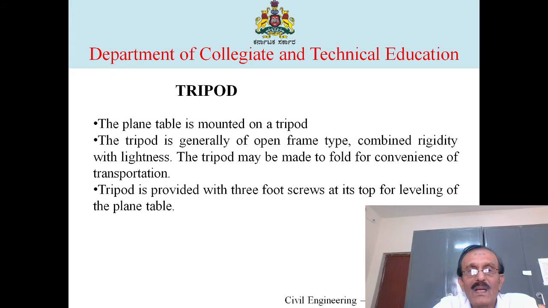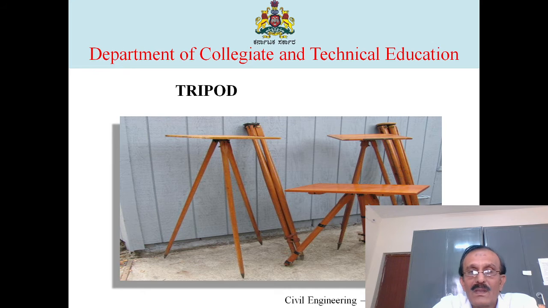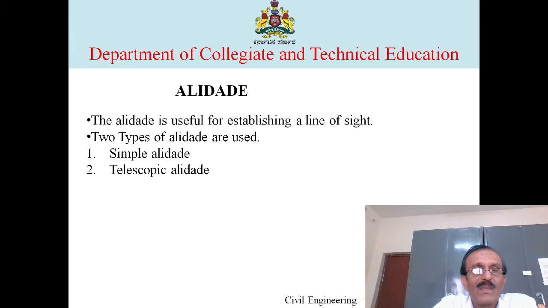A tripod is generally of open frame type, which has a combined rigidity with lightness. The tripod may be made to fold for convenience of transportation. The tripod is provided with 3 foot screws at its top for leveling of the plane table. Earlier it was a wooden plane table. Nowadays we are getting aluminum or metal tripods on which you can mount the plane table.